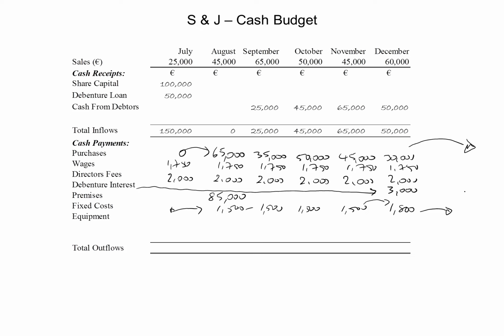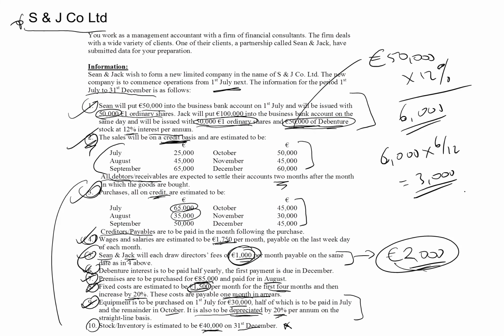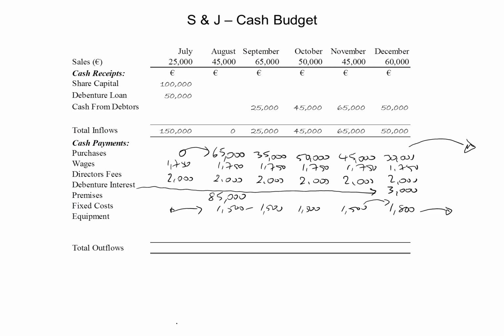And then finally we have the equipment. So if we look back here, note number 9, the equipment we purchased for 30,000, half is paid in July, the remainder in October. So I just got to slot that in July and October. So equipment in July, 15,000, and in October, 15,000.